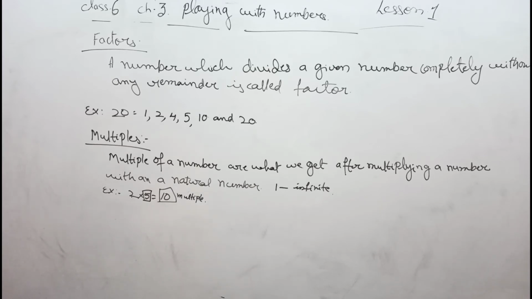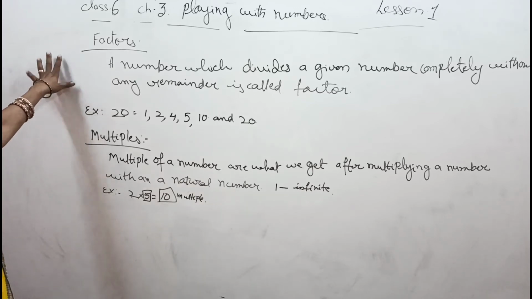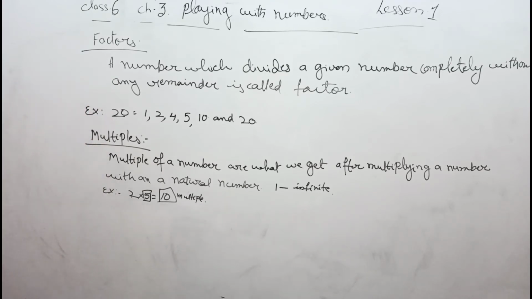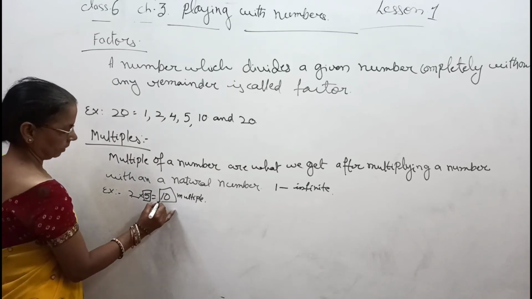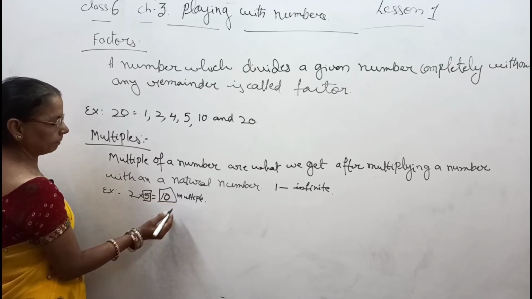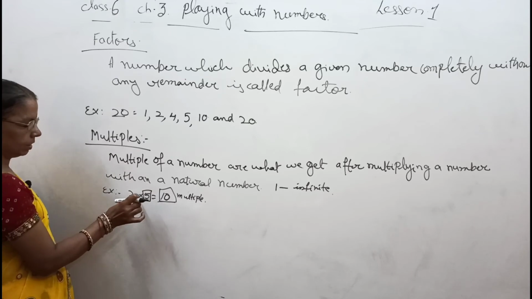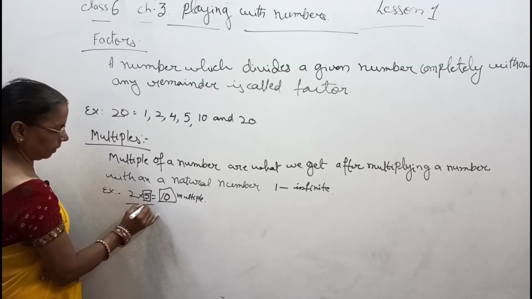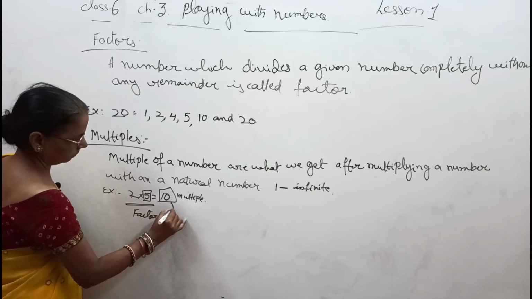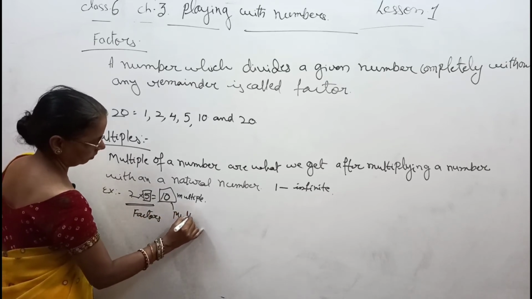So like this we have to understand factors and multiples. Multiples are the number we get after multiplying numbers. 2 times 5 is 10, so we get 10, which is the multiple of these two numbers, that is 2 and 5, and these 2 and 5 are the factors, and this one is the multiple.